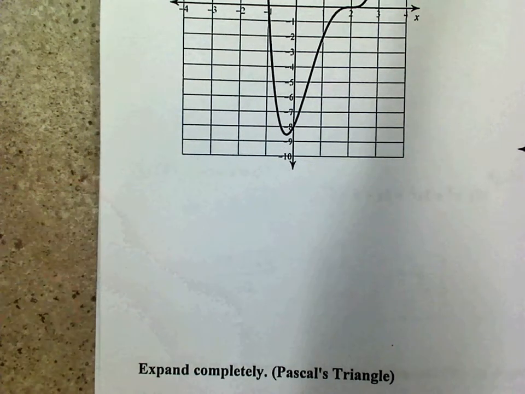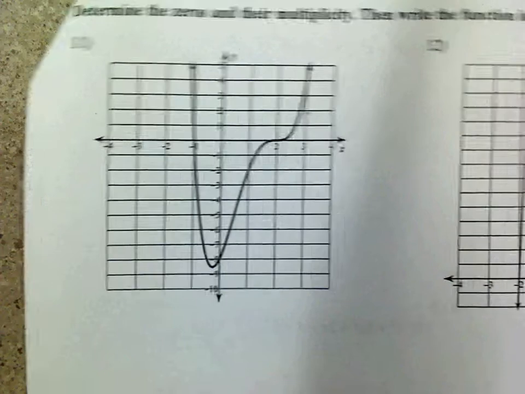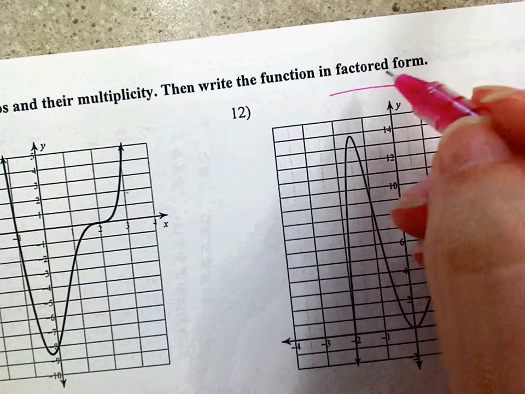Alright, so let's talk about number 11. It says determine the zeros and their multiplicity, then write the function in factored form. A lot of people forgot that on the test. Yeah? Okay.